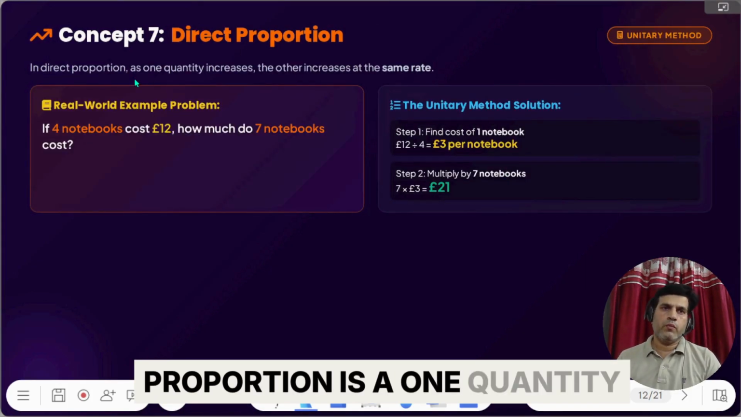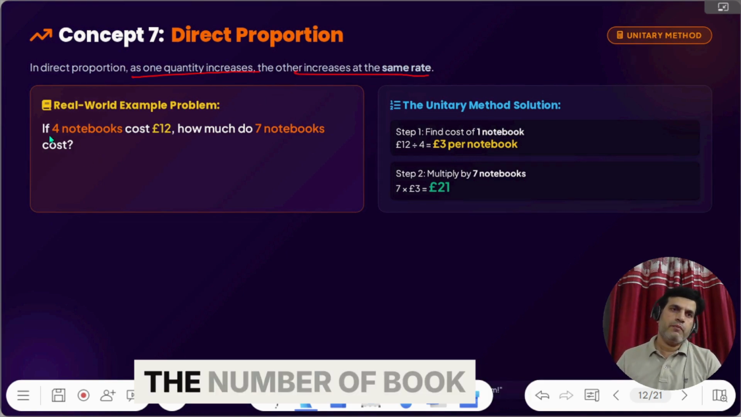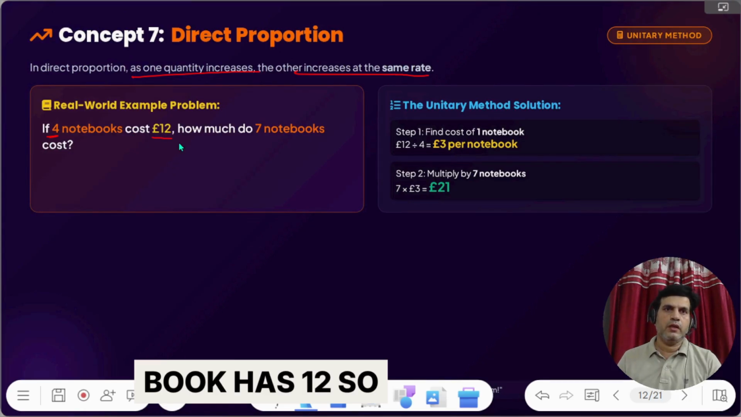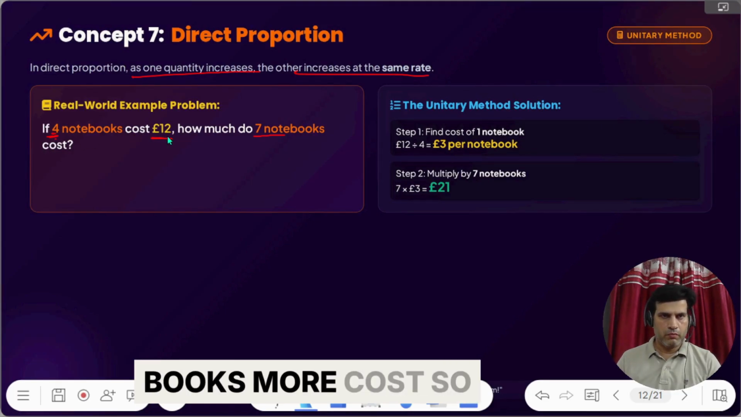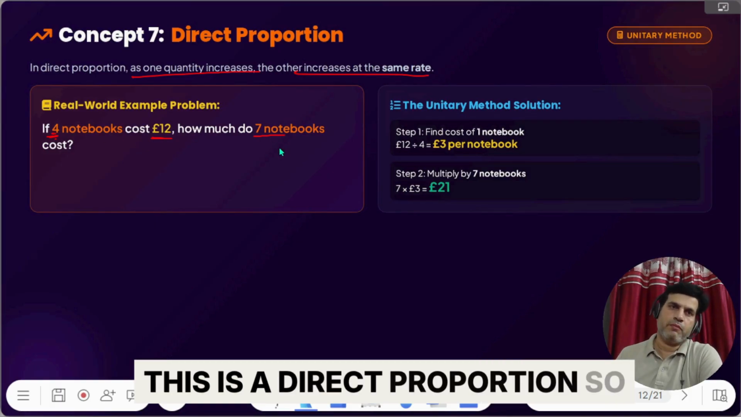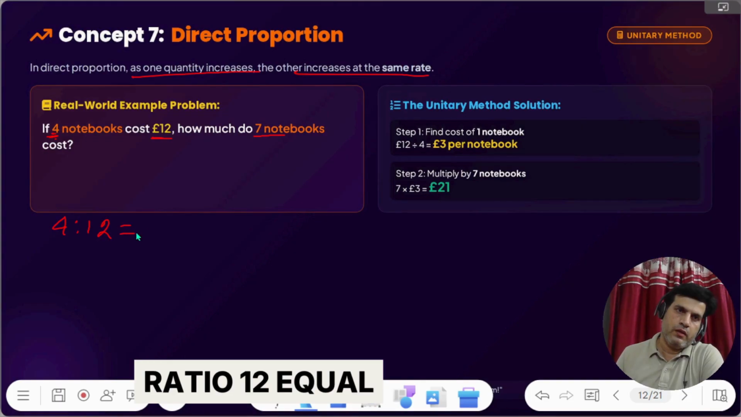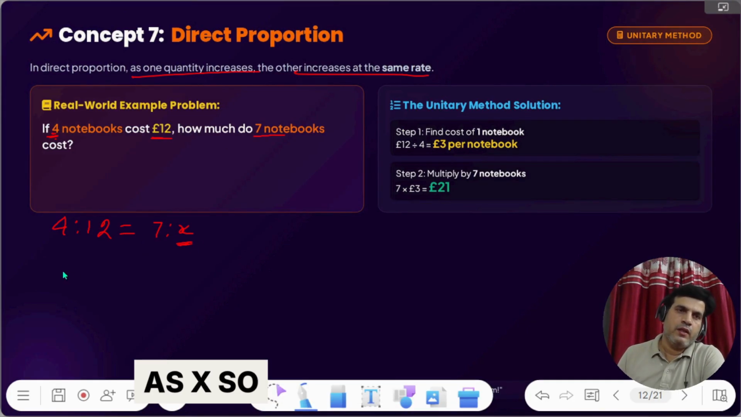Direct proportion is when one quantity increases, so the other quantity also increases. Like if 4 books cost 12, what do 7 books cost? Fewer books, less rupees; more books, more cost. So this is direct proportion. How can we write 4:12 equal to 7:x? We don't know the value, so we consider it as x.